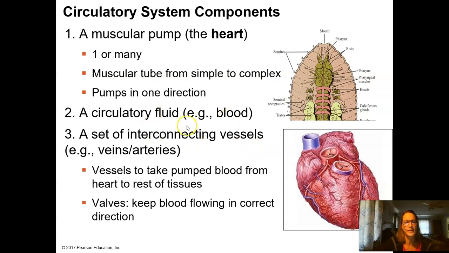We're going to talk more about blood later. Here's a set of interconnecting vessels, veins and arteries. Veins and arteries are the main vessels that we're going to talk about for the rest of the lecture, but you'll see that there are some additional ones.